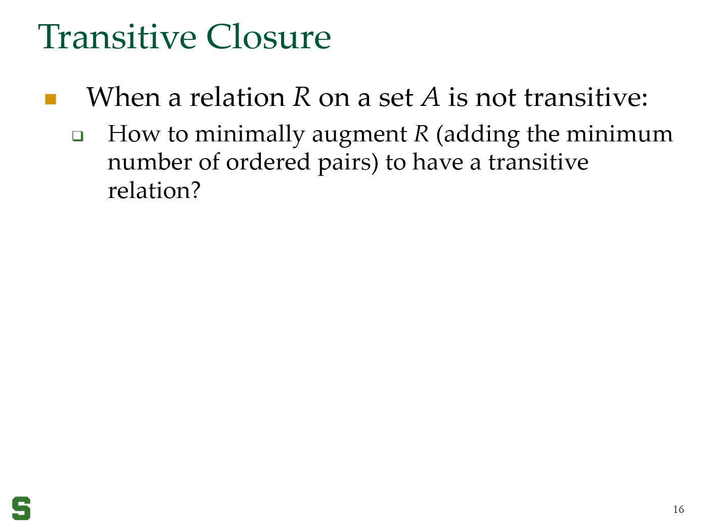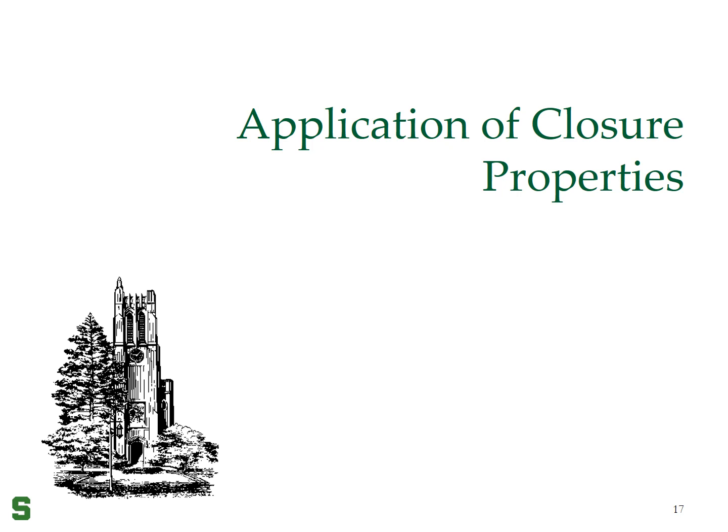So the definition of transitive closure is again similar to what we saw before. Minimally augment the relation R so that it has the transitive property. Next, we will see a couple of applications of closure properties. The book has several others, and in fact, closure properties are useful for lots of different things as well.